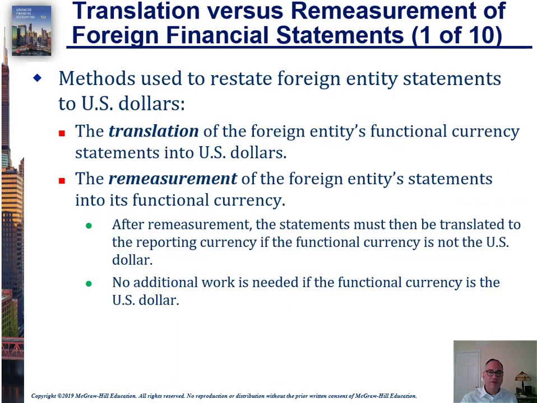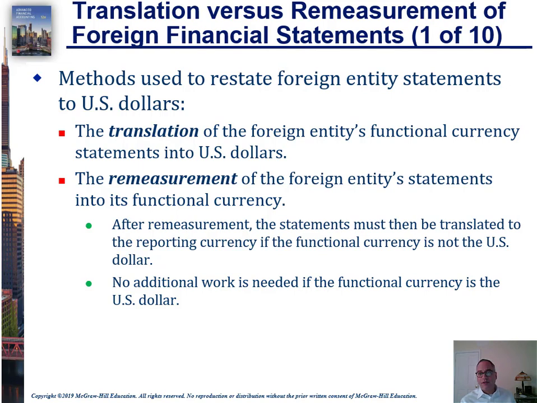And there's basically two approaches to doing this, but they're not one or the other. It could be one, it could be the other, or it could be both. Translation is one approach, and translation would be from the foreign entity's functional currency into the parent's functional currency, US dollar. Remeasurement would be when the foreign entity's statements are not in its functional currency. What you would need to do is remeasure them into the functional currency. And then, if that functional currency is different from the US dollar, then you would need to translate it into US dollars.